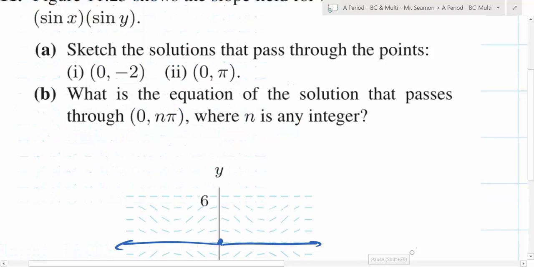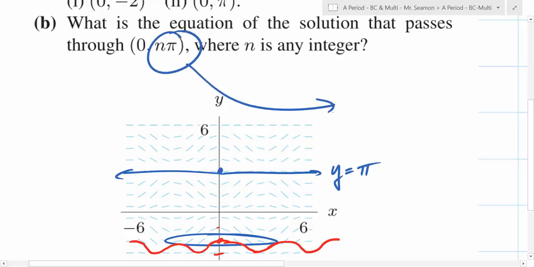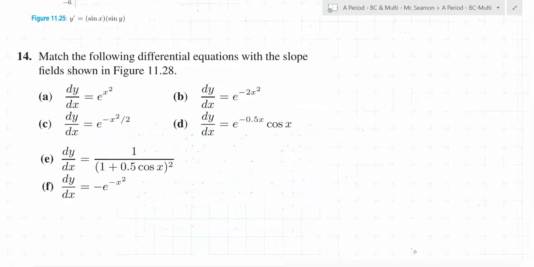Okay, so what do we think it is? At 0, pi, what did we think it was? The slope is 0, y equals what? Pi. Looks like it's y equals pi, right? So if it's n pi, what do we think the equation is going to be? y equals n pi. Yes, correct. It's going to be a horizontal line, and it's going to keep on getting higher. It looks like it's repeating, because look what's right here. That looks like y equals 2 pi. Henry, I like that a lot, actually.